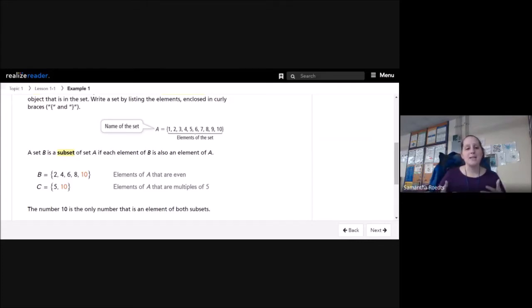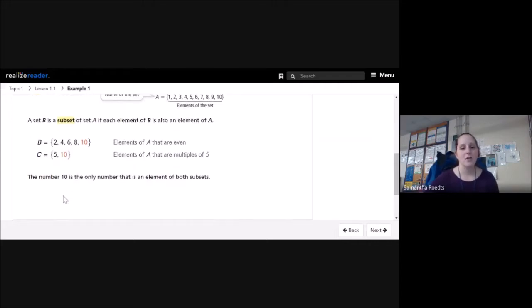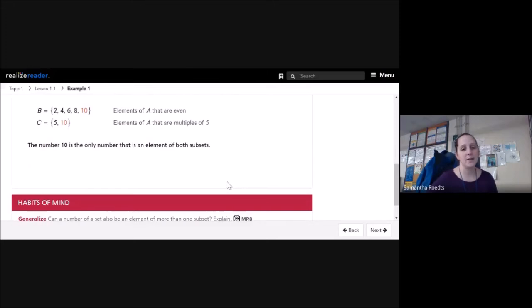A set B is a subset of set A if each element of B is also an element of A. So in B, those are the evens that are in that set: 2, 4, 6, 8, 10. And C is the subset of A where the elements are multiples of 5: 5 and 10. So the only number that appears in all three of these is 10. So 10 is the only number that is an element of both subsets.